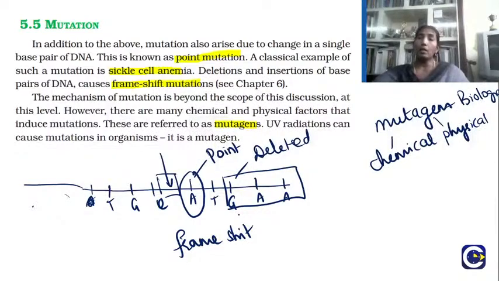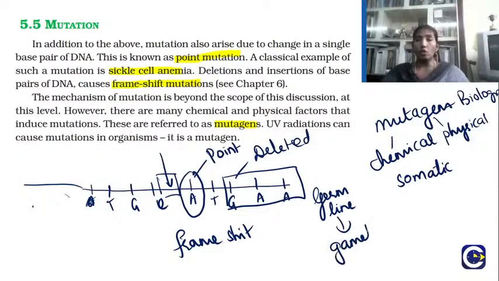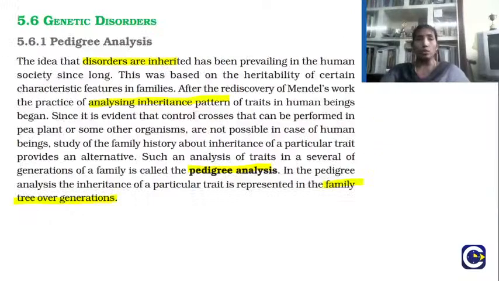When it comes to mutations, we say there are germline mutations and somatic mutations. When I say germline mutation, it is a mutation that occurs in the germline cells, which lead to the formation of the gametes. But when I say somatic, they occur in the somatic cells, which are non-reproductive. So like that we have the mutations.